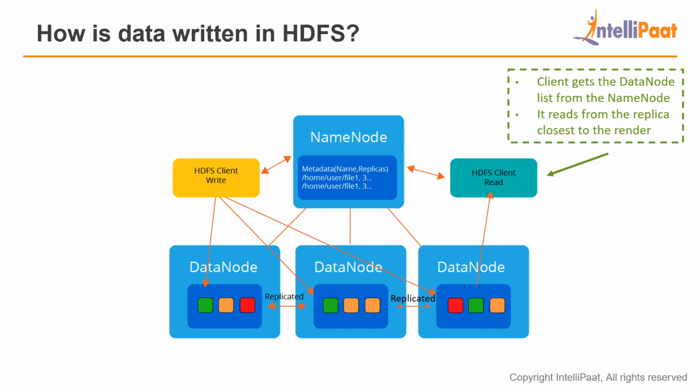The other thing that happens is you also want to reduce the latency at which you read the file. So whichever data node the client is closest to, the client will read that particular block of that file from that data node itself, to minimize any delay in reading the file.